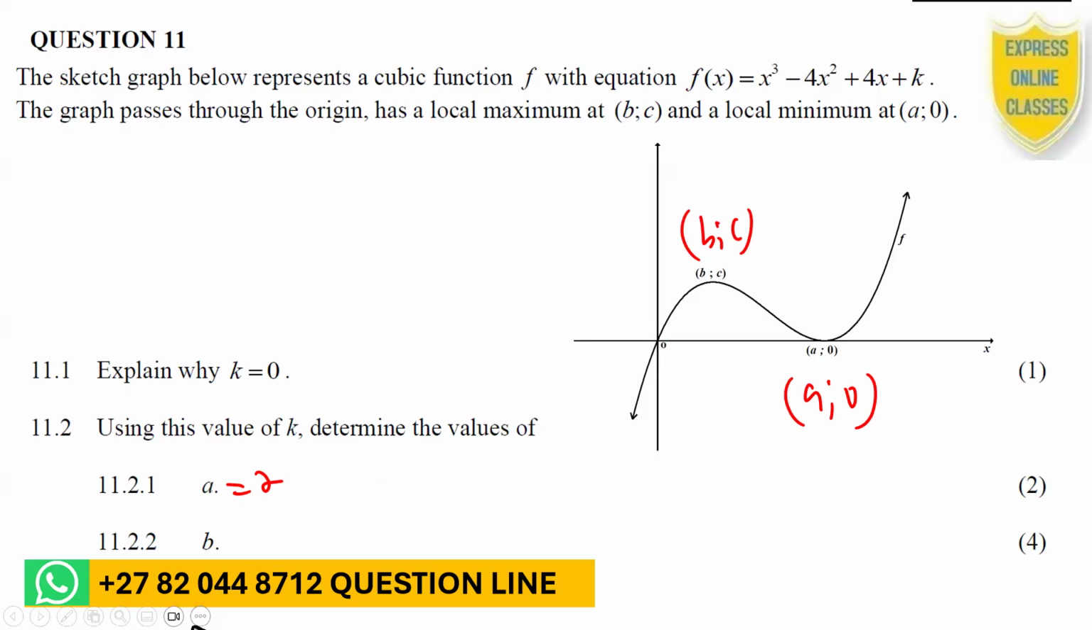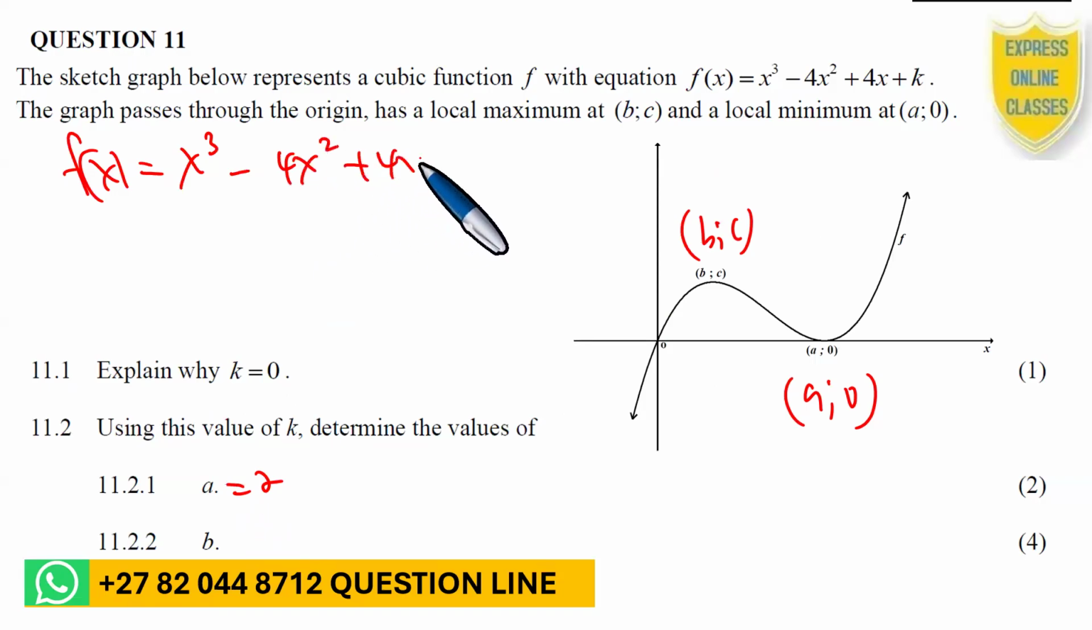Remember, don't run. Don't break your fingers. Right, obviously, what you can see here is therefore that we have found the equation. k is 0 there, which means that we have x cubed minus 4x squared plus 4x.